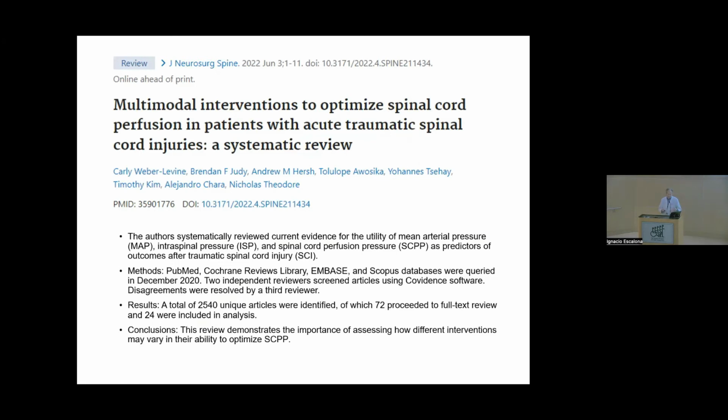Over 2,500 articles were identified and 72 were processed for full text review. Conclusions: this review demonstrates the importance of assessing how different interventions may vary in their ability to optimize spinal cord perfusion pressure. So arterial blood pressure, intraspinal pressure, and SCPP as predictors of outcomes. I thought this was kind of interesting, because in the laboratory, we don't look a lot at physiological variables, and more people are taking this to heart.